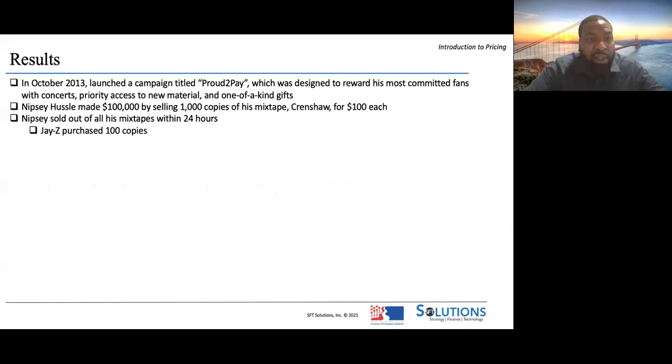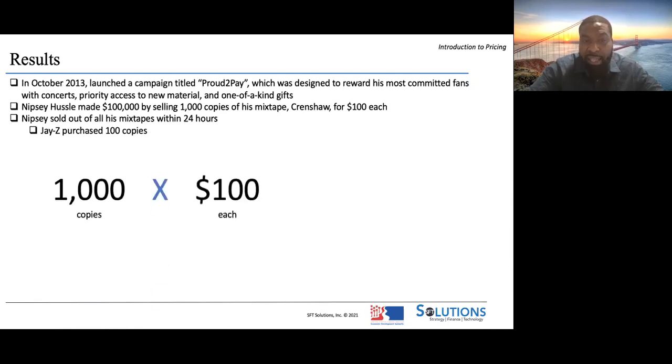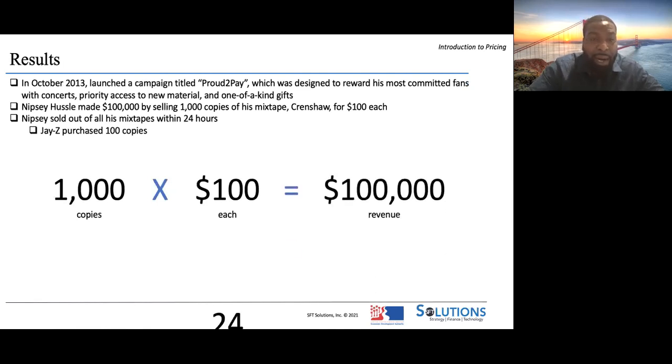So in 2013, Nipsey launched a campaign called Proud to Pay, designed to reward his most committed fans. So he made $100,000 selling 1,000 copies of his mixtape for $100 each. Jay-Z himself bought 100 copies. So 1,000 copies, $100 each for that CD, and he made $100,000. And he did that in 24 hours. It was a crazy success, right?